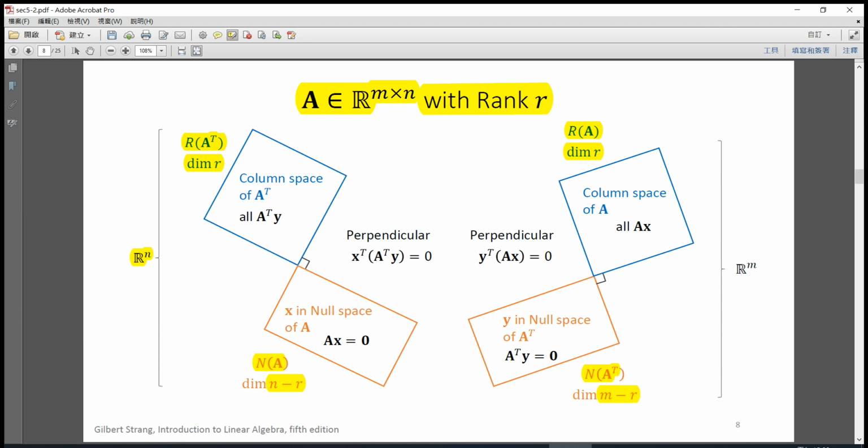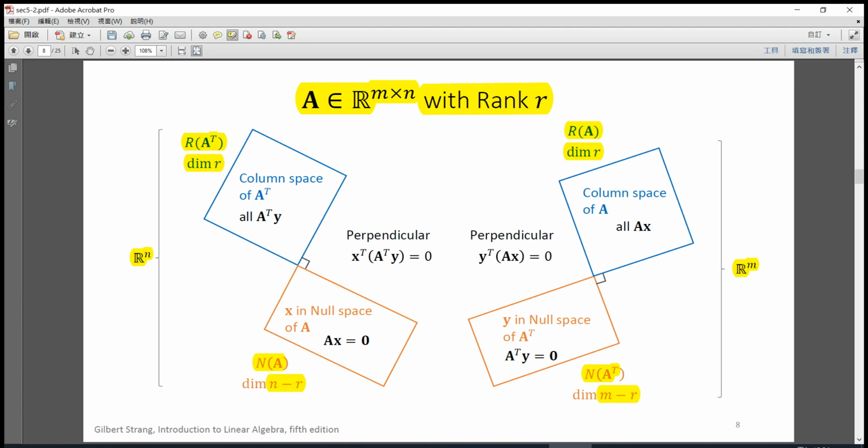Similarly, R^m is the direct sum of the column space of A and the null space of A transpose. And thus, the dimension of R^m equals the dimension of the column space of A plus the dimension of the null space of A transpose. That is, m equals r plus (m minus r).